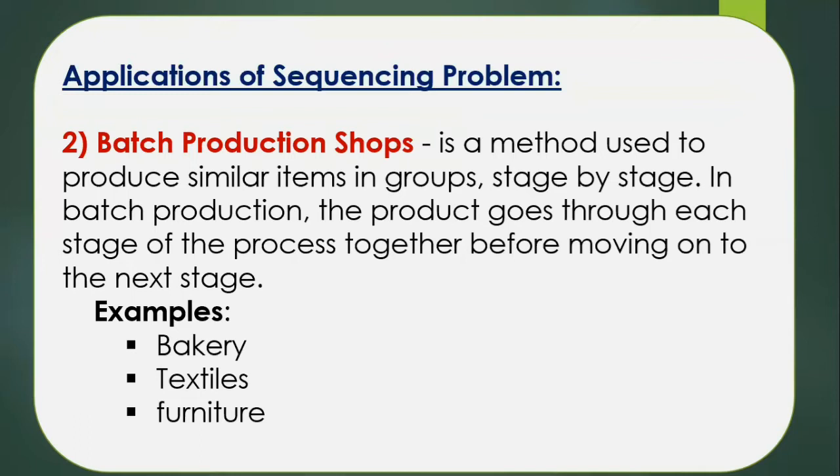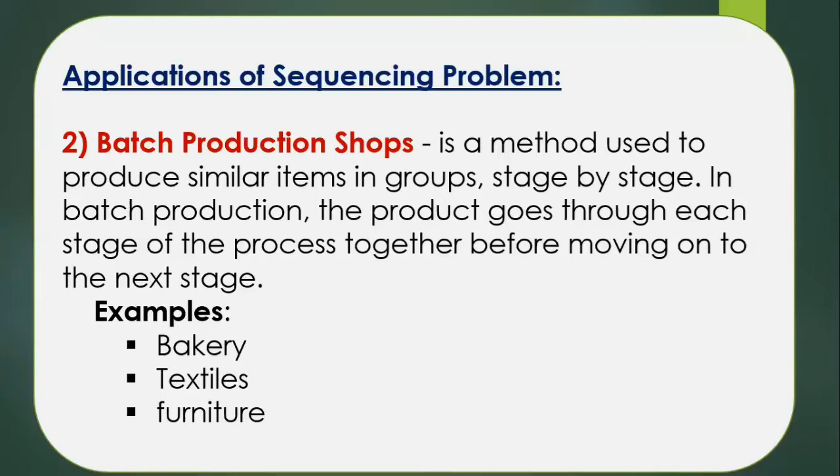Now, the degree to which workers are involved in this type of production depends on the type of product. It is common for machinery to be used for the actual production, and workers participate only at the beginning and end of the process. Examples of organizations or companies that employ batch production shops are bakery businesses, textiles, and furniture businesses.